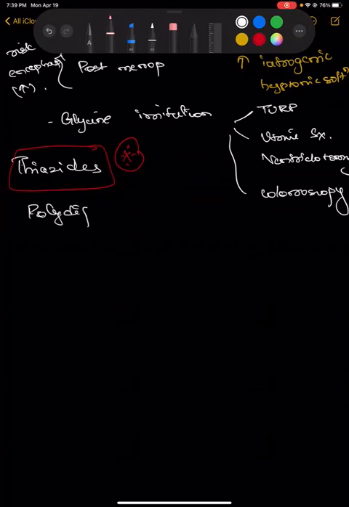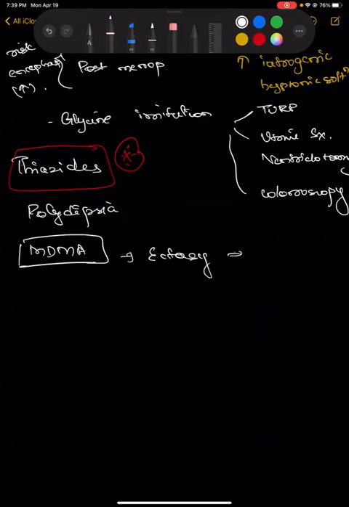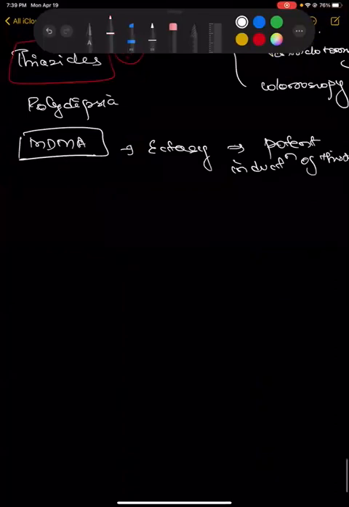Polydipsia. Drugs like MDMA, this is ecstasy, which can act as a potent induction of thirst. So the patient is going to drink more water. Free water is going to increase, and exercise induced. This is because of increase in arginine vasopressin in the circulation.